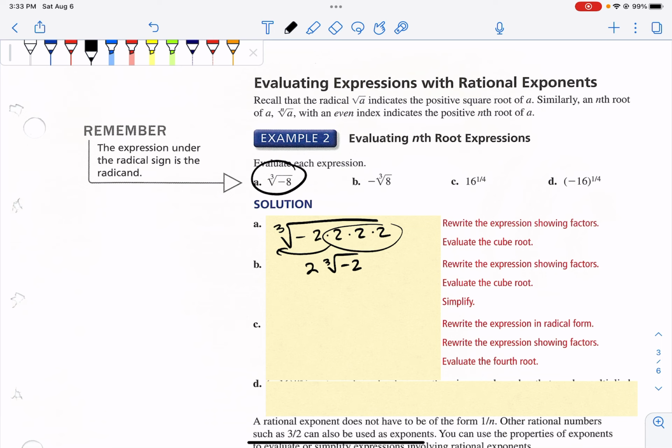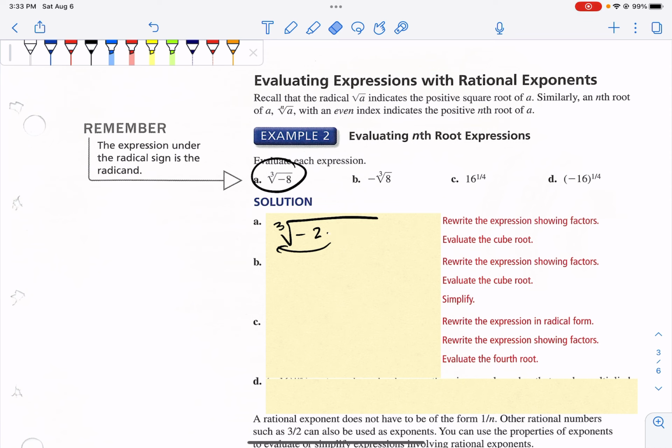Oh, I multiplied too many 2's together. Mr. Reed, see, this is what happens when I record a video on a Saturday. -8 becomes -2 times -2 times -2, which comes outside. All 3 of those come outside, and I get a -2 as my answer.